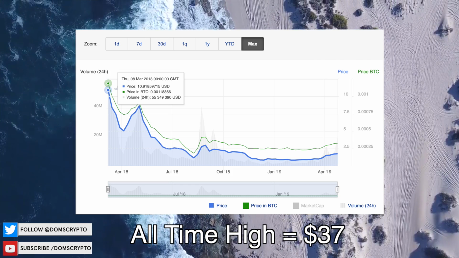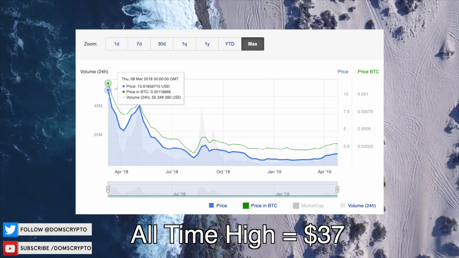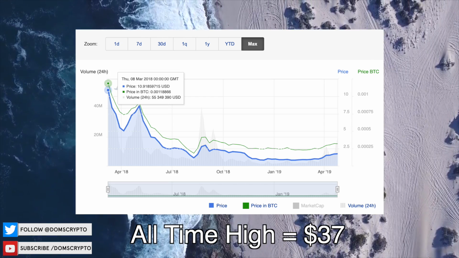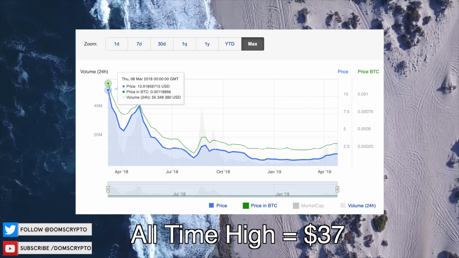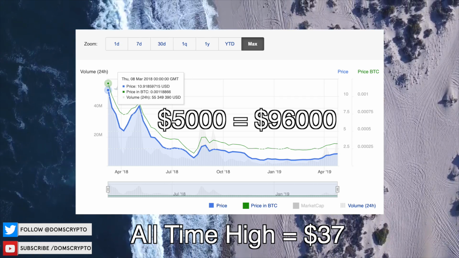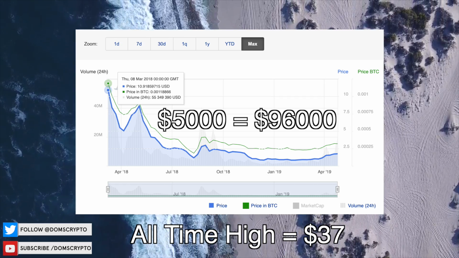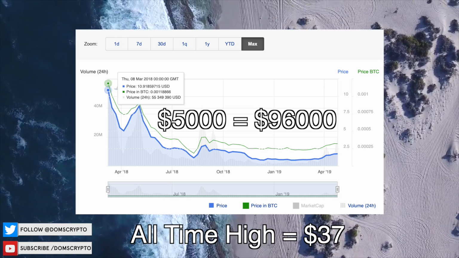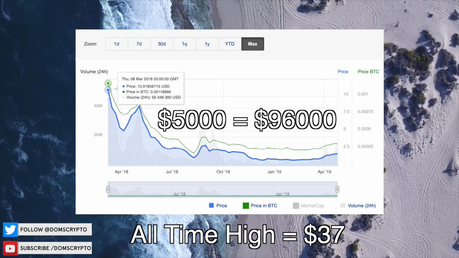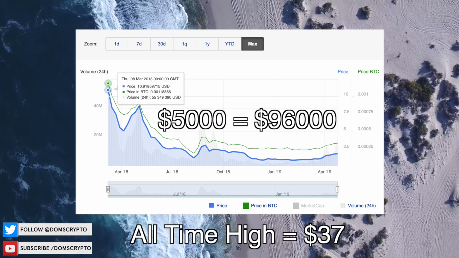So let's do some quick maths. 5,000 times 19.2. So if you invest $5,000 and the price comes back to all-time highs, you would have $96,000. That is an amazing return, and of course I'm not a financial advisor and price might not ever come back to these times, but if it does, and if you are a believer of Nano, you'll be seeing those gains. I myself am watching Nano very closely.